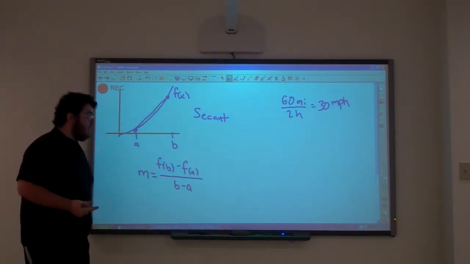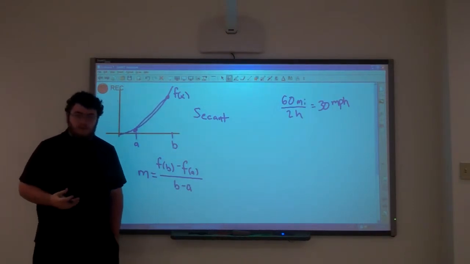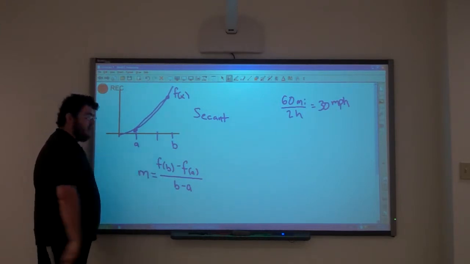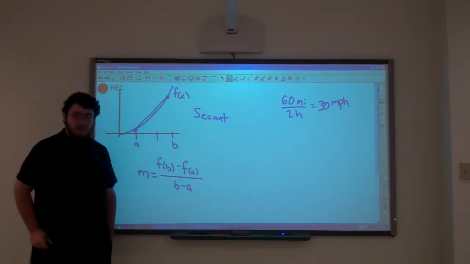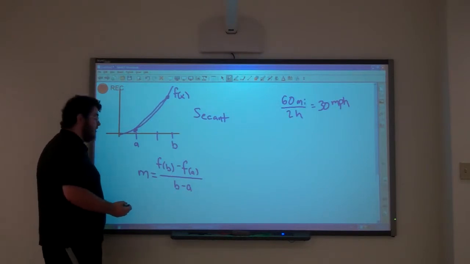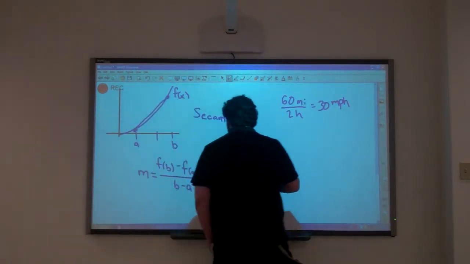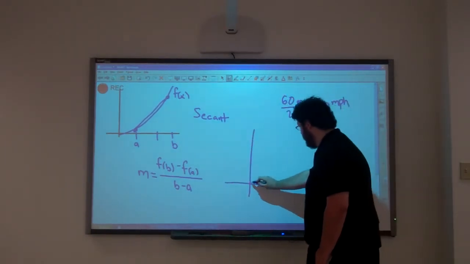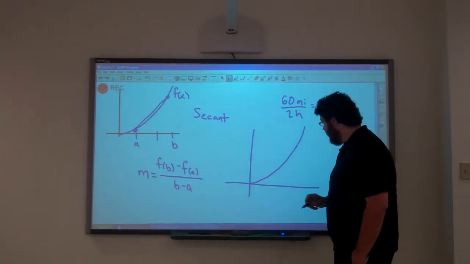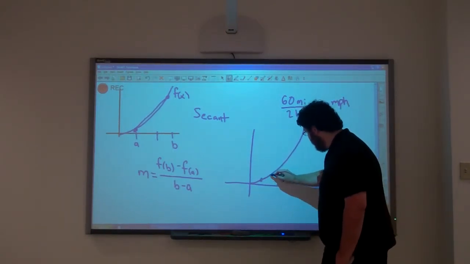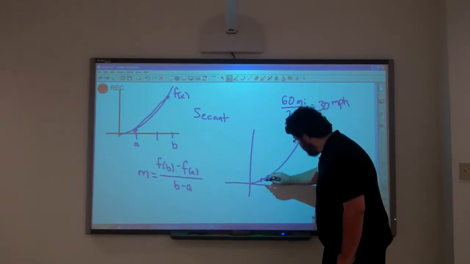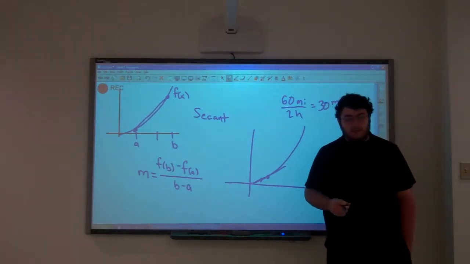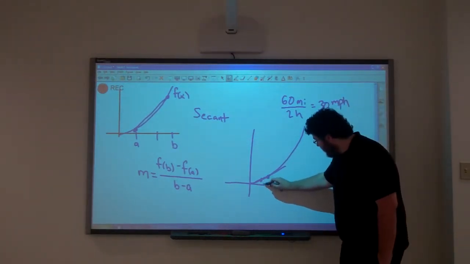So here's the problem. This gives you the average velocity for your trip, but what if you wanted to know the velocity at a specific time? Let's say you wanted to know your velocity there, or at A. How would you do it? Well, you could get a better approximation by taking the same graph, but instead of taking a large interval, take a really small interval, because that'll give you the average velocity over a small time. That gets you really close to the velocity right there.